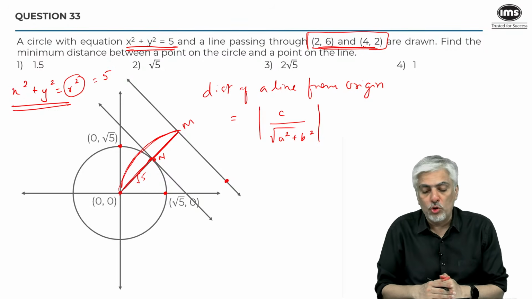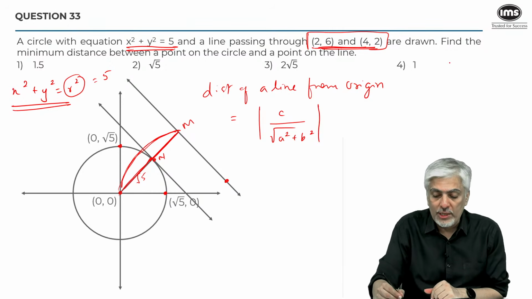Two, 6 and 4, 2. How can you find the equation of the line? You first need the slope. 6 minus 2, 4 upon 2 minus 4 minus 2. So 4 upon minus 2, slope is negative 2.